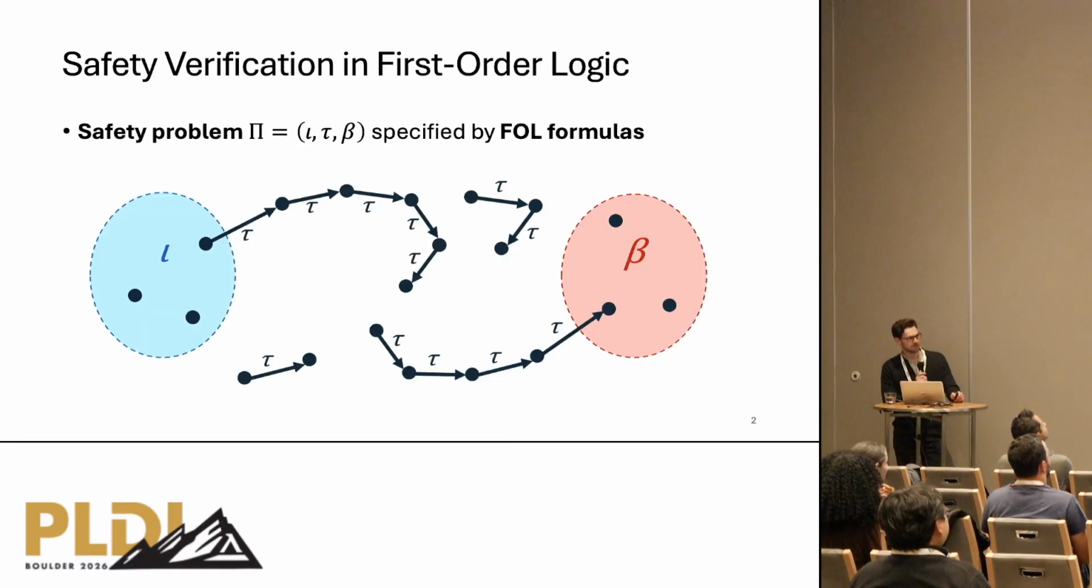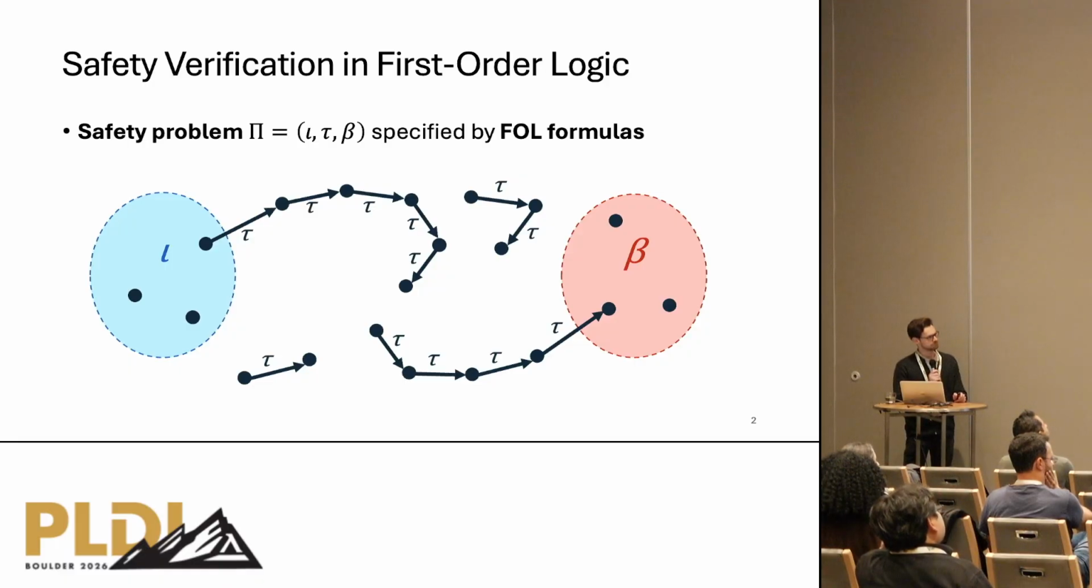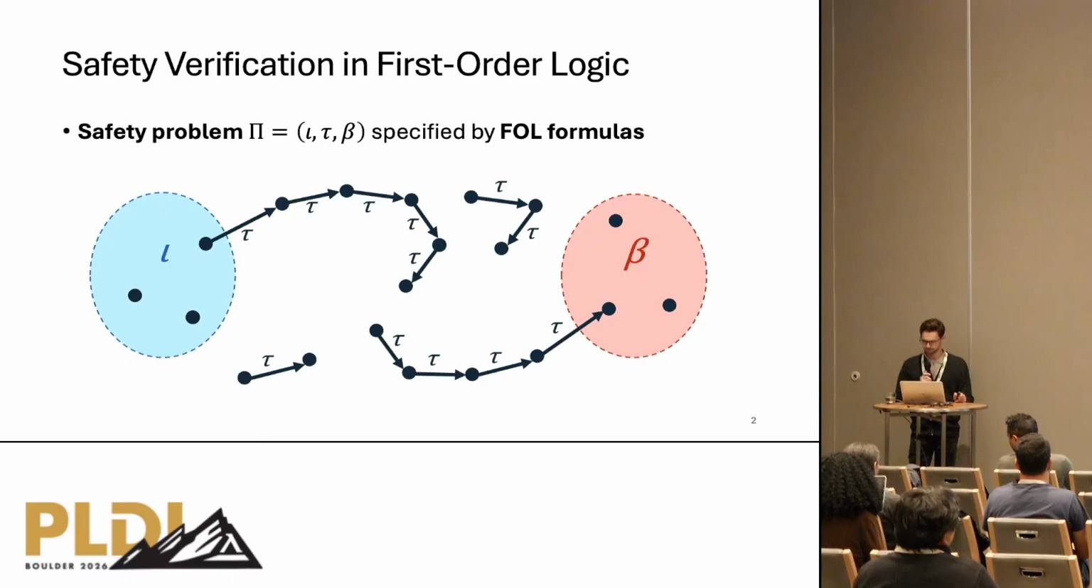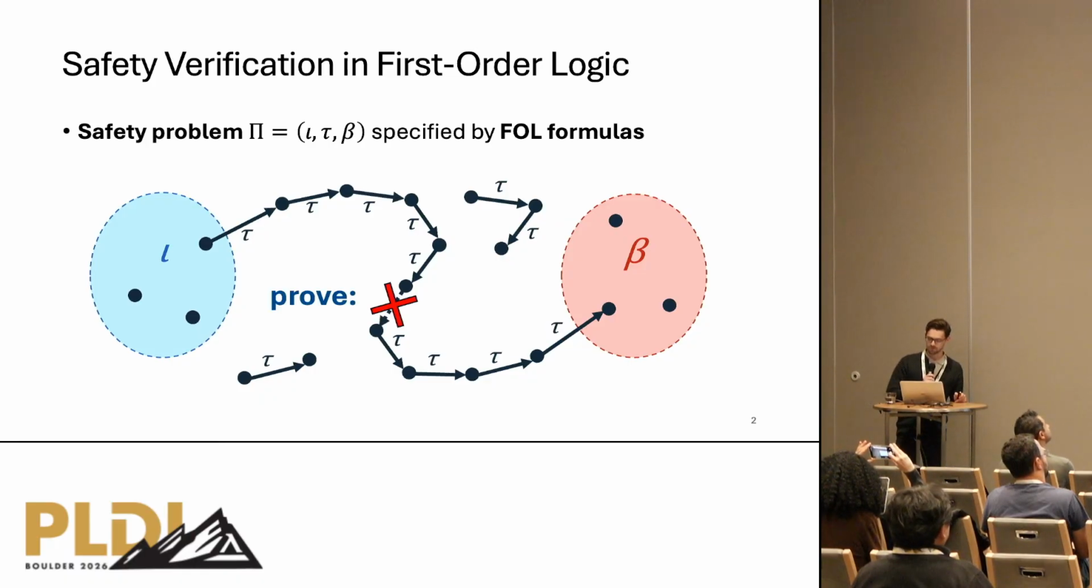So when we're given a safety verification task, we're given the system over some state space, and we have some initial states of the system, some bad states that we do not want the system to reach, and a set of transitions. And specifically in this work, we consider systems specified in first-order logic. So the initial states and the bad states are given using first-order logical formulas, and the transitions are given using a transition formula over two states. And our goal, when given such a safety verification task, is to prove that there is no error trace of the system. So there is no sequence of steps leading from an initial state to a bad state.